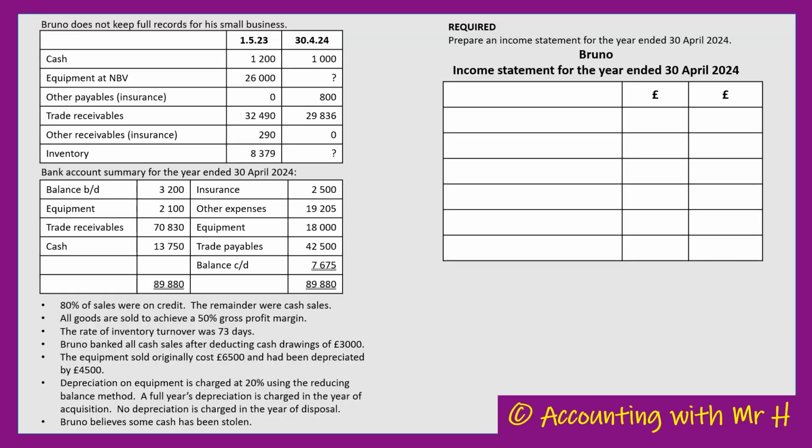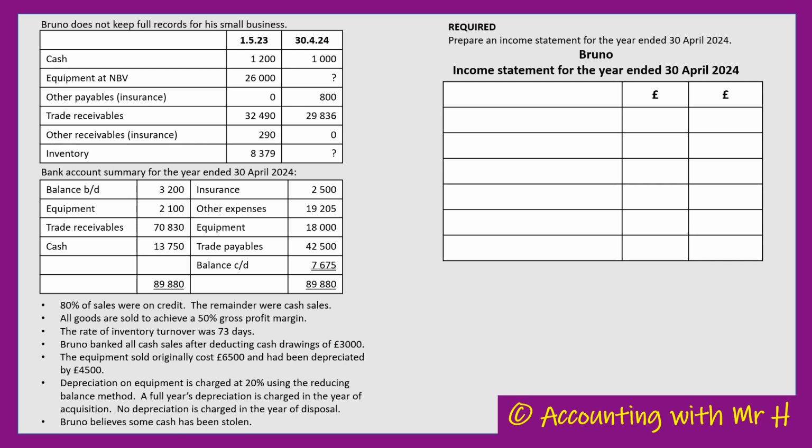Right then, here we go. The question is on the left-hand side. Bruno does not keep full records for his small business. So what information have they given me? They've given me some of his assets and liabilities, with balances at the 1st of May 2023 and some balances at the 30th of April 2024. I can see there's a couple of question marks. For example, Bruno hasn't been able to provide the equipment at net book value at the end of the year, nor his closing inventory.